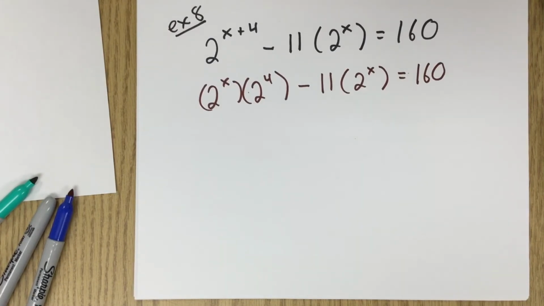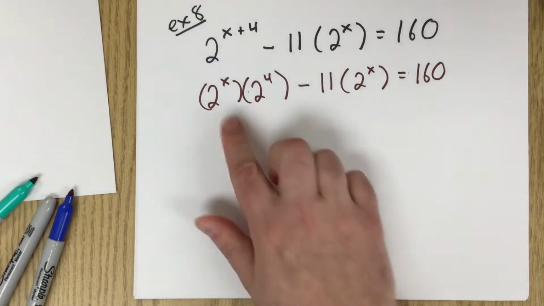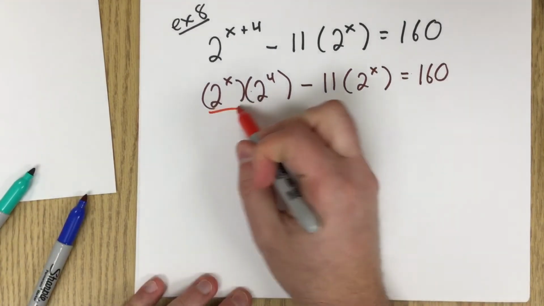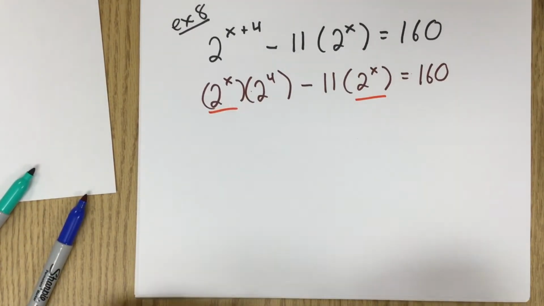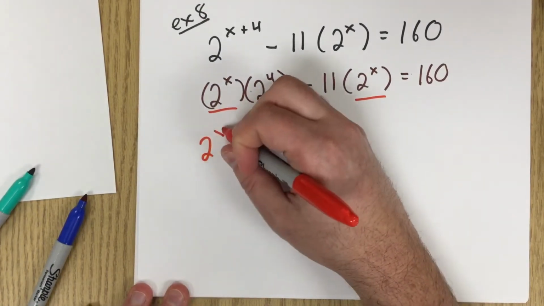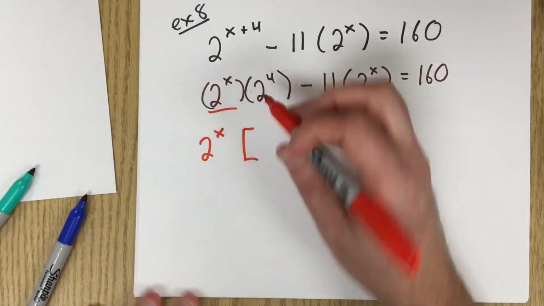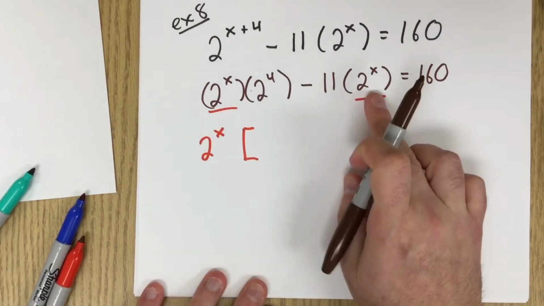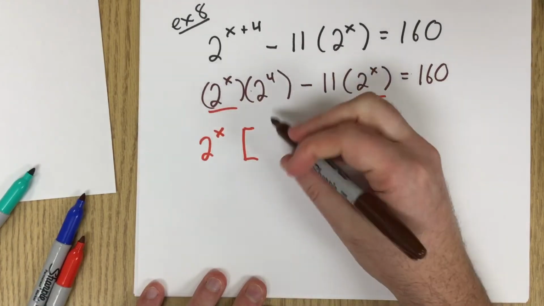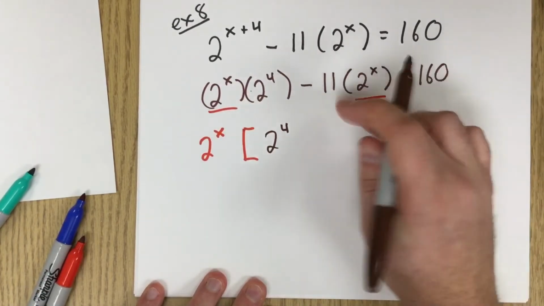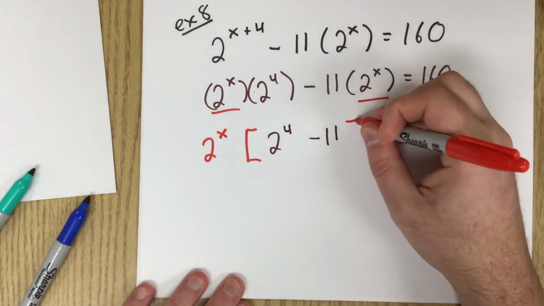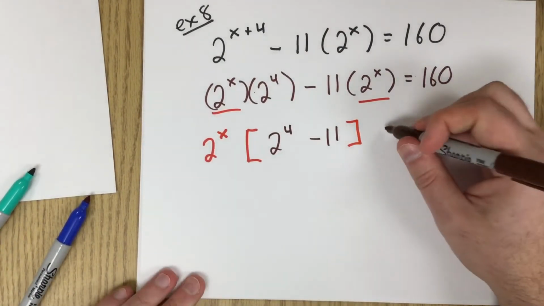Now, the next thing we're going to do is if we look at these two things, there's a common factor. And the common factor is 2 to the x. So we're going to common factor it out. So it's 2 to the x, I pull that out. And then what's left behind is, if I common factor out 2 to the x from here, all that's left here is 2 to the 4. And what's left in this one is minus 11, which is equal to 160.